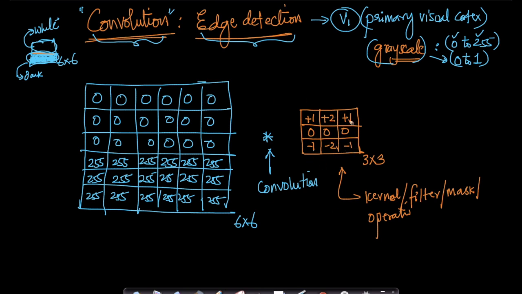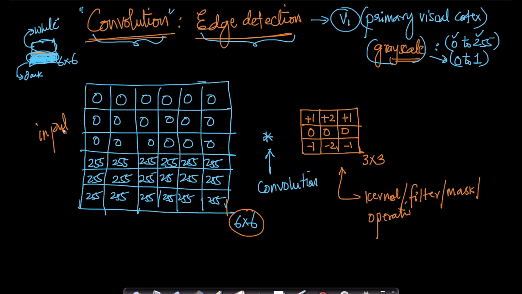First thing you'll notice is the values in the first row are the same as the values in the third row except for the sign. And the values in the middle row are all 0. Right? Okay. So you have a 6 by 6 matrix. Let's call this your input image.